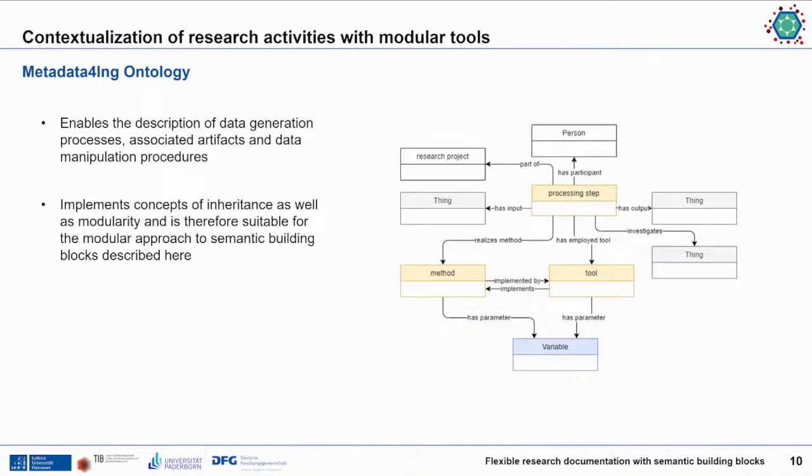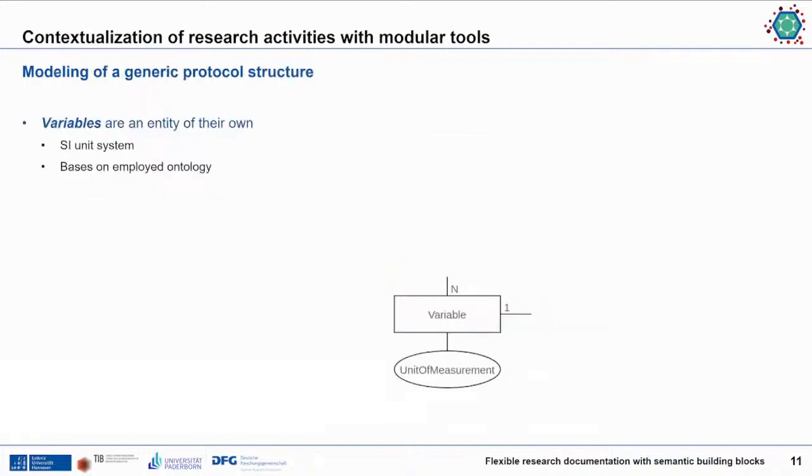This ontology enables the description of data generation processes, associated artifacts, and data manipulation procedures. In our research activity, we can describe it as a set of processing steps. For every step, we can recognize some research method, for example a measurement method, and some tools. It's a great idea from the metadata ontology, and we adapted this idea to prepare our model, which we use as the core of our solution.